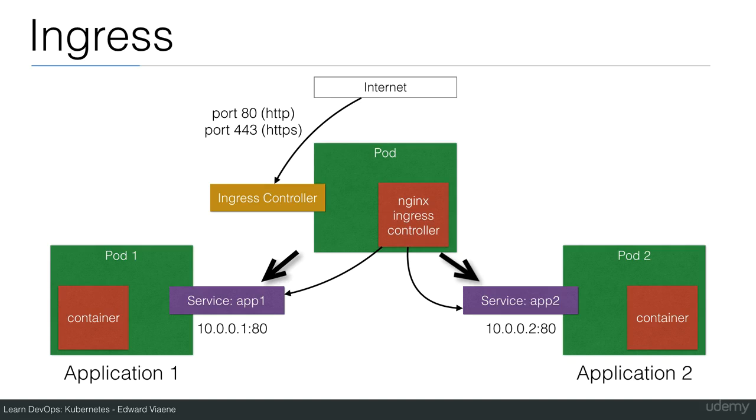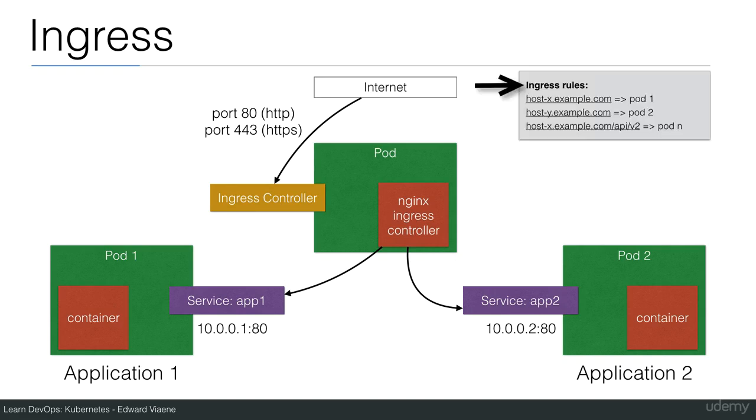Which one is going to receive traffic is going to be based on rules that you define in this Ingress object. Some of the Ingress rules can be that if you connect to host X.example.com, then you go to pod 1. If you connect to host Y.example.com, then you go to pod 2, and application 2 in our case. You can also make rules based on the path. So the first two were rules based on the host. You can also make a rule, for instance, /API v2 needs to go to pod N, like another pod, a third application, for instance.